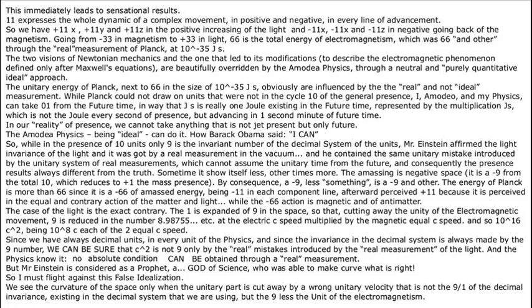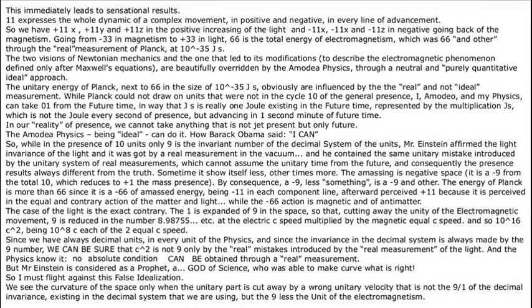The amassing is a negative space. It is a -9 from the total 10, which reduces to +1 the mass presence. By consequence, a -9 in space less something is a minus and other. The energy of Planck is more than 66, since it is a -66 of amassed energy, being -11 in each component line, afterward perceived +11, because it is perceived in the equivalent contrary action of the matter and the light, while the -66 action is magnetic and of antimatter.